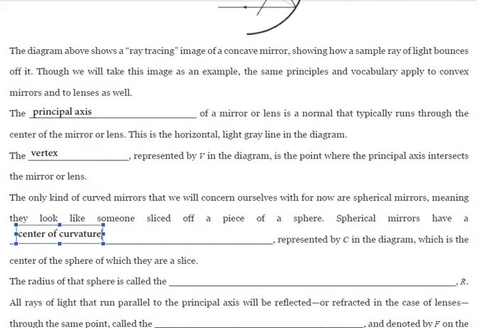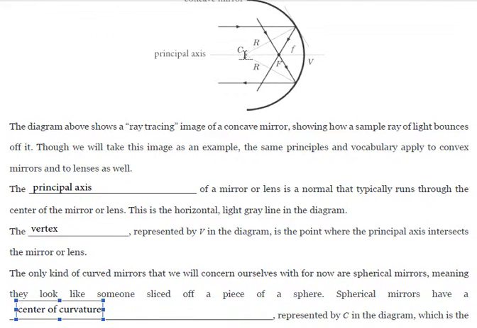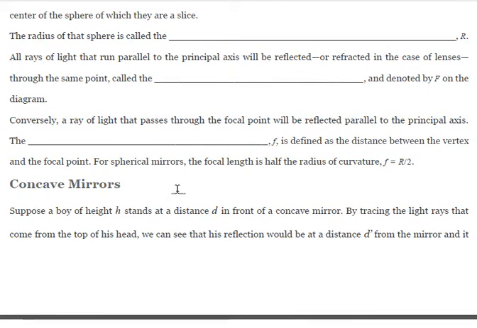If we drew a line from C to any point on the sphere, sorry, the mirror, all we're doing is taking a radius. So we're going to call the line R in your diagram the radius of curvature.